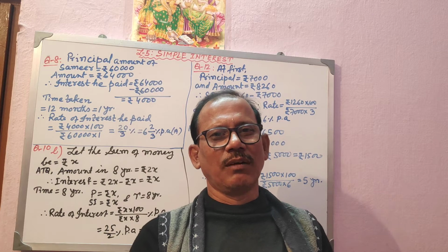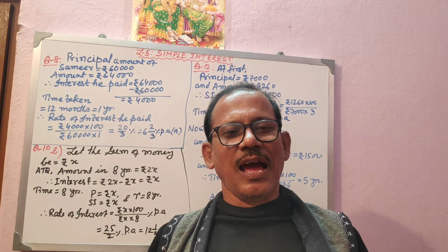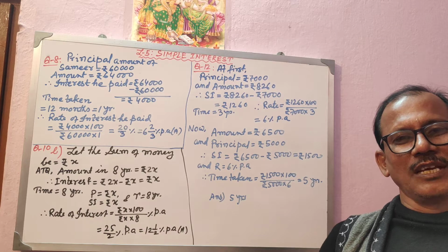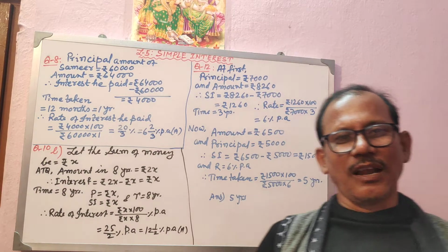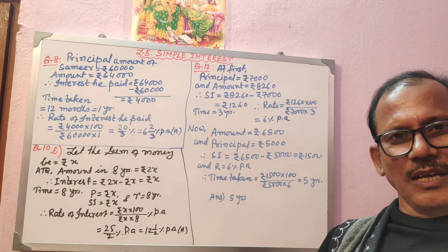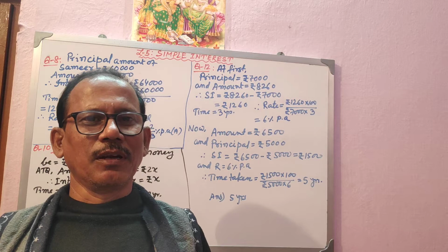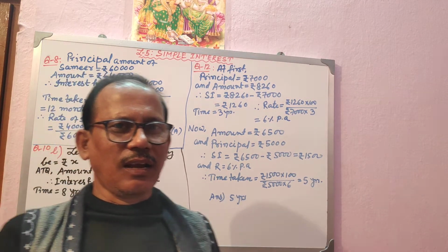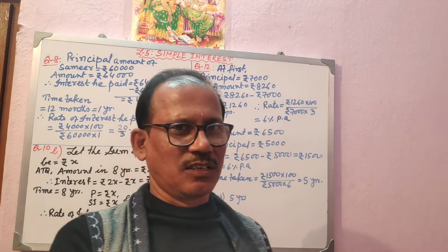From that formula only we have derived a few formulas like R is equal to SI into 100 by P into T, and T is equal to SI into 100 by R into P, and similarly P is equal to SI into 100 by R into T. That is what you have learned, and amount is equal to the principal plus simple interest. Amount means if you are investing some money for a period of time at the given interest, whatever total value you get, that is capital value plus the interest, that is called amount.